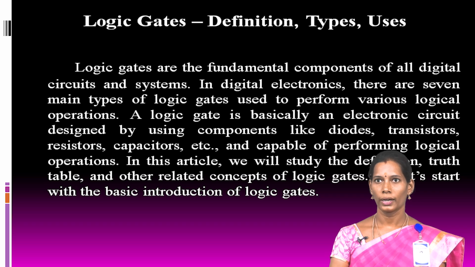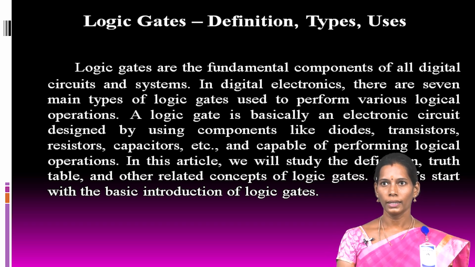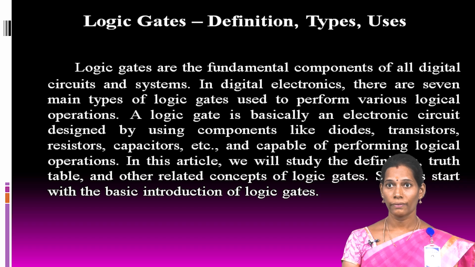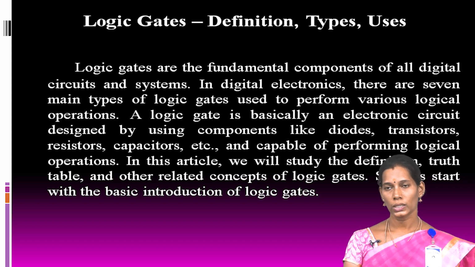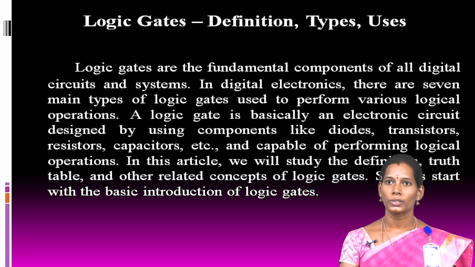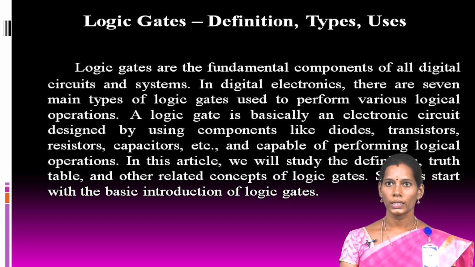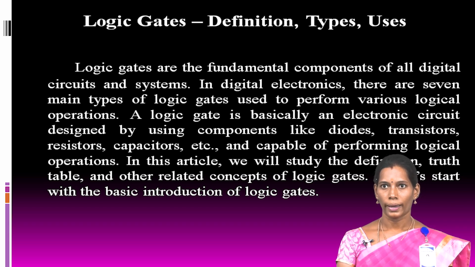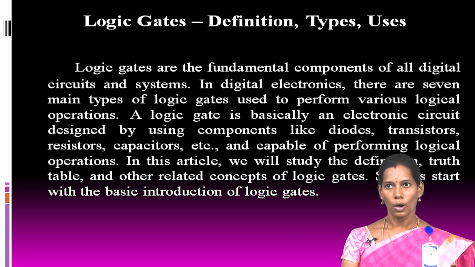Today my topic is Digital Electronics with Logic Gates. Logic gates are the fundamental components of all digital circuits and systems. In digital electronics, there are 7 major types of logic gates used to perform various logical operations. The logic gate is basically an electronic circuit designed using components like diodes, transistors, resistors, capacitors, etc., and capable of performing logical operations.